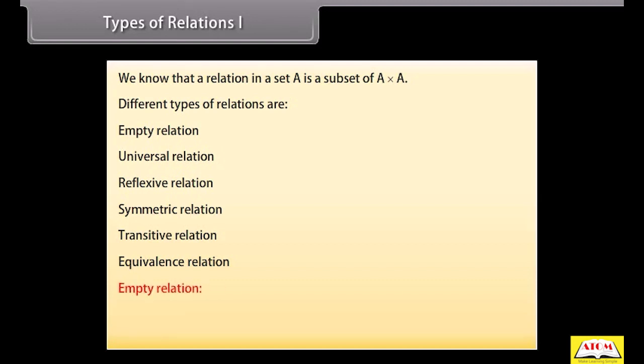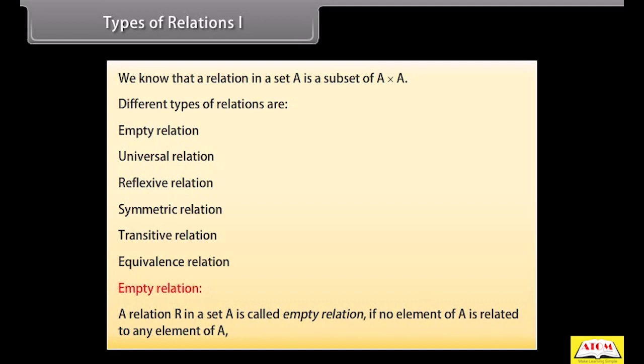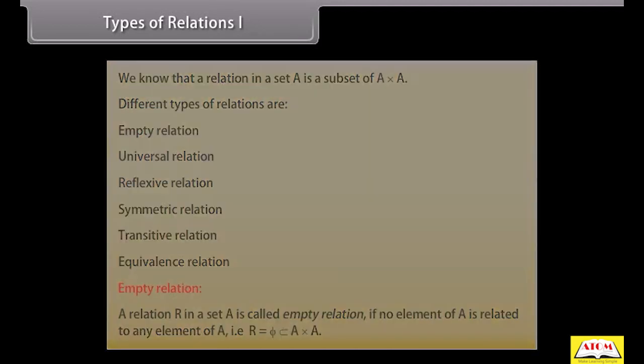Empty relation. A relation R in a set A is called empty relation if no element of A is related to any element of A. That is, relation R is equal to null set, which is a subset of A cross A.